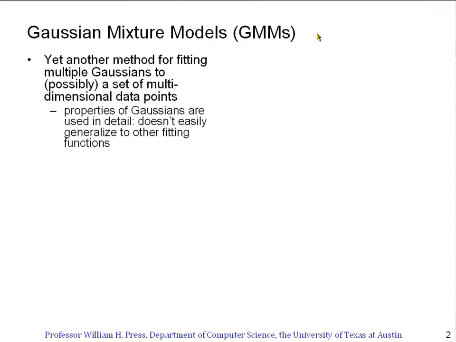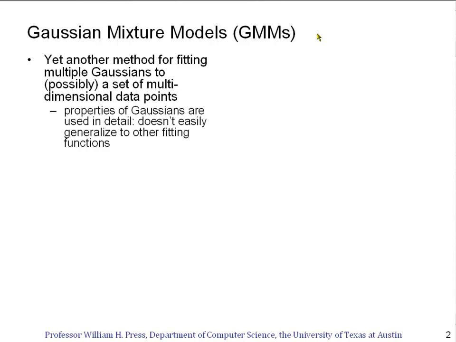In this segment we're going to talk about Gaussian mixture models, which are often called GMMs. Gaussian mixture models are a way of fitting multiple Gaussians to a set of points which is possibly multidimensional. In that sense, it's a generalization of what we did before in one dimension with binned data, when we took a set of points, binned them, and then fit the resulting histogram with two Gaussians.